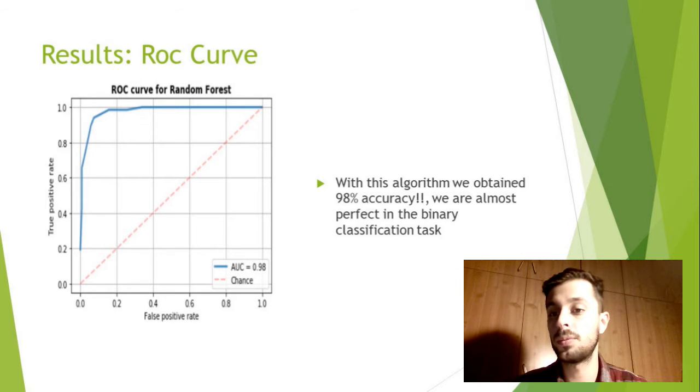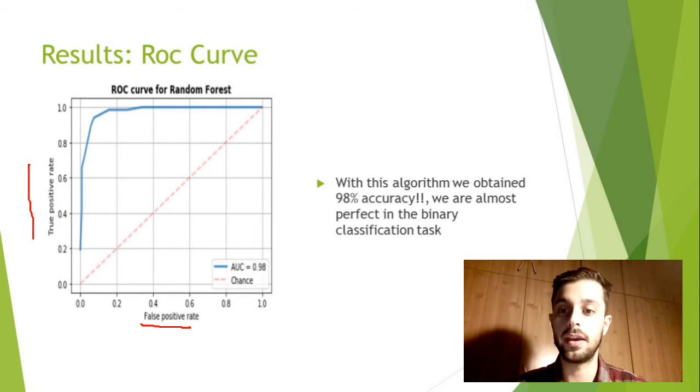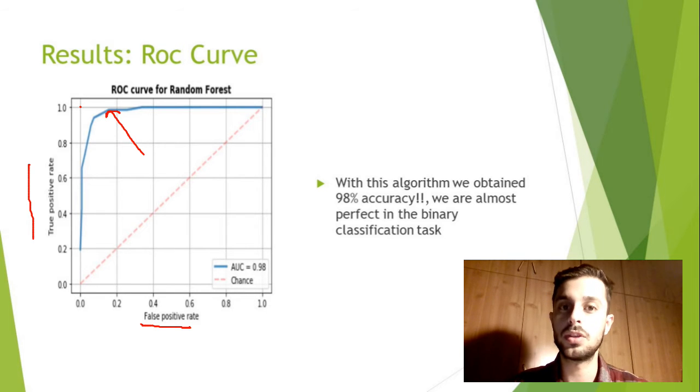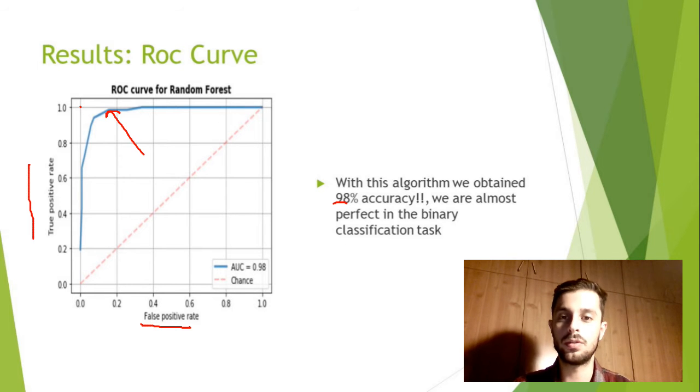The results, we present them in a ROC curve. It's a receiver operating characteristic that relates the false positive rate and the true positive rate. The closer we are to the origin, the more accurate the algorithm is. Here it's 98% accuracy, so we are almost perfect in the binary classification task.